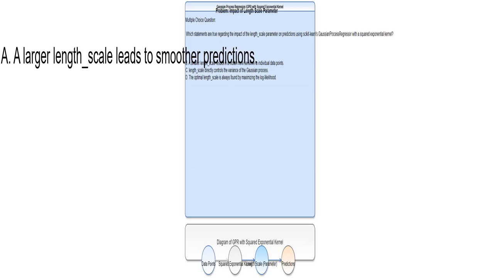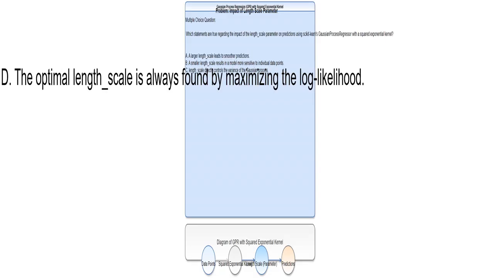That's incorrect. The length scale doesn't directly control the overall spread, variance, of predictions. Other kernel parameters, along with any noise added to the model, determine that. Nope. While maximizing the log likelihood is a common approach, it's not guaranteed to find the absolute best length scale. Other methods exist, and the best depends on your priorities.